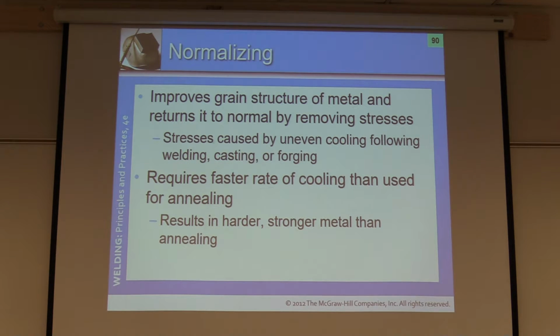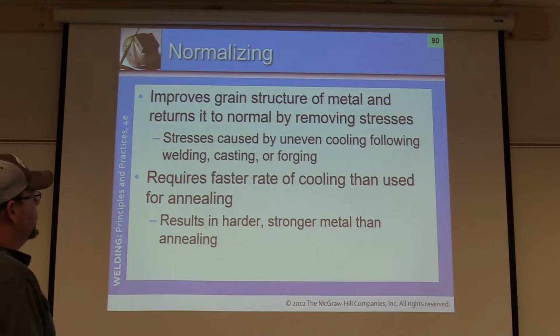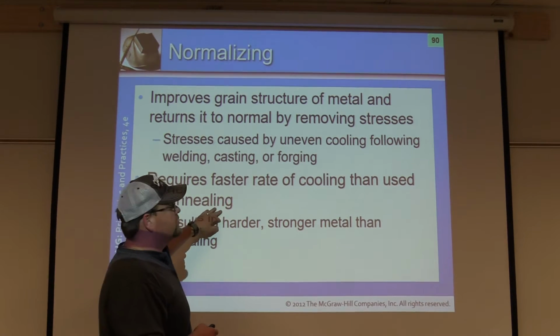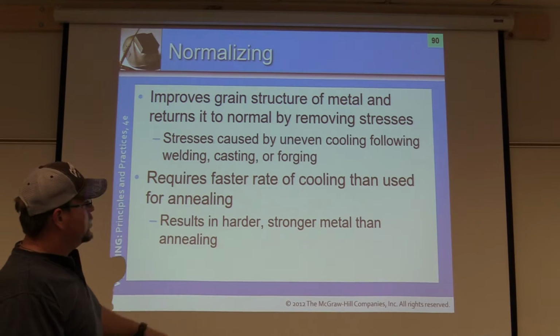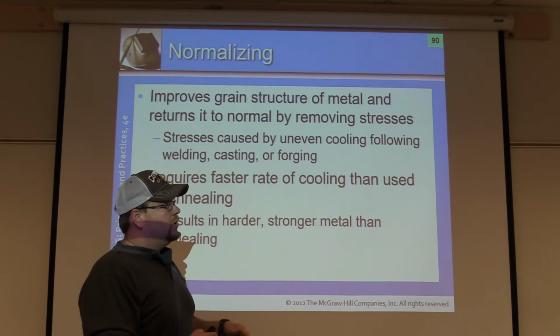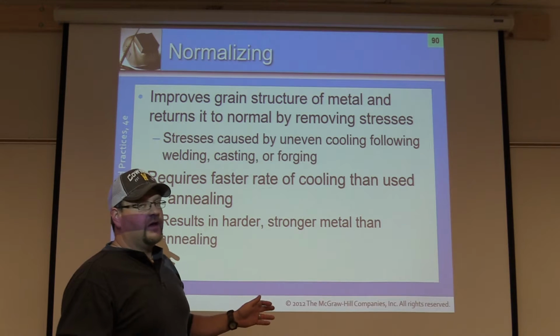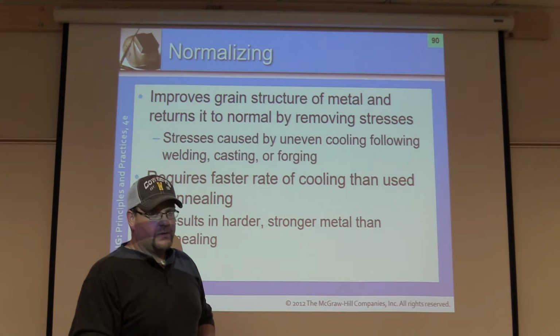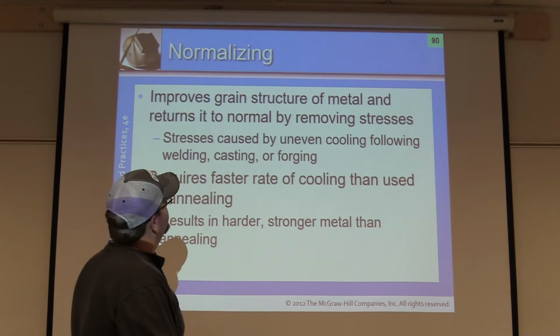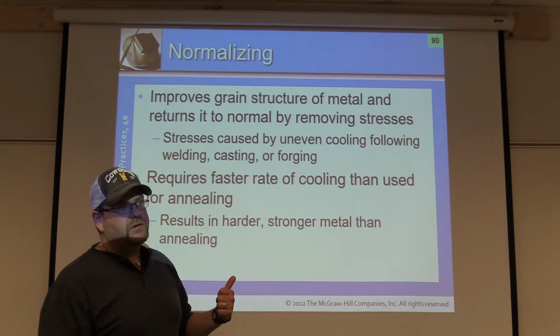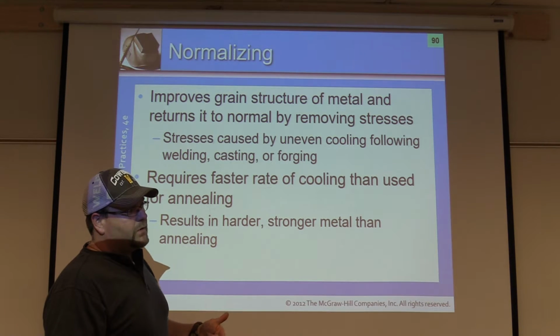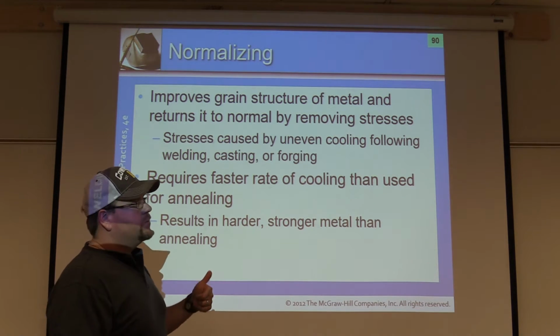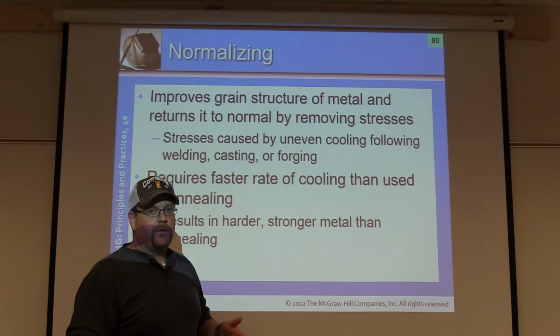Here's normalizing. It improves the grain structure of metal and returns it to normal by removing stresses. Again, you're going to heat it up. It requires a faster rate of cooling than used for annealing. So this is in normal air conditions outside. You don't keep an electric heat blanket on it or anything else. You heat it up to 1200 degrees, you walk away and you let it come down to room temperature at normal conditions. Okay? Annealing, you're putting it in a furnace, heating it above. Tempering, you're warming it up below, letting it cool off. Normalizing, you heat it up and you just walk away.